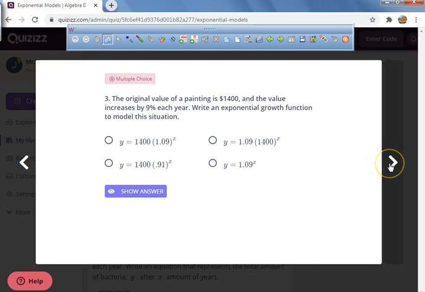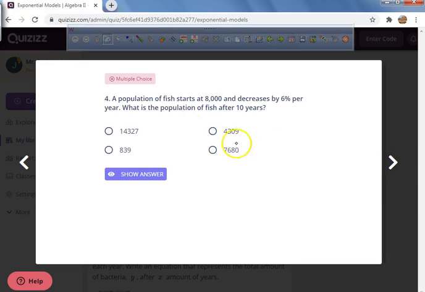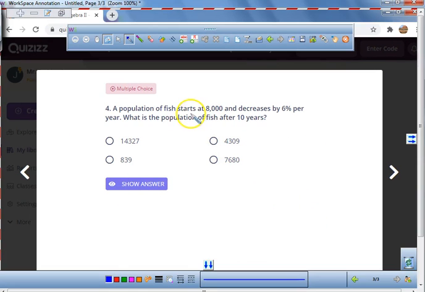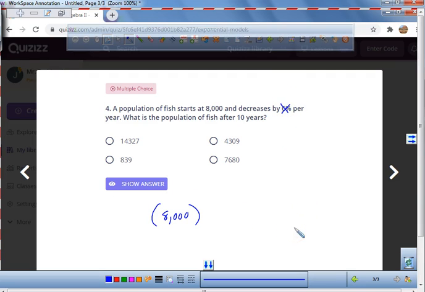Okay. This one deals with increasing by 9%, so that's a pretty easy one. Does anybody want me to show how this would work? Like the formula that you would have to use if we have a fish population and it's at 8,000. Let's say it decreases by, give me another percentage besides 6. 27%? Okay, if it decreases by 27%, what we have to do is 100% minus 27%.